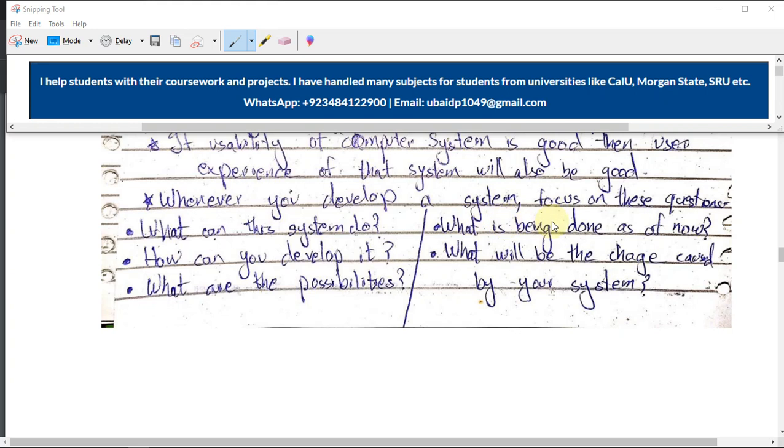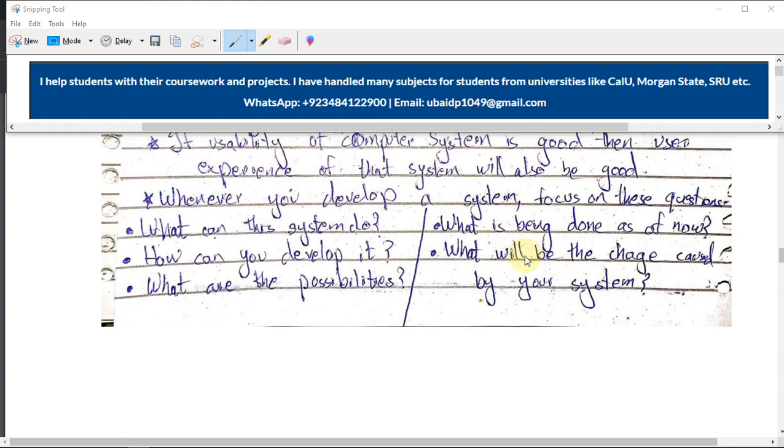And what is being done as of now? If there is any current solution for the problem you are developing software for, review that, because maybe you can get some ideas from there, right? And what will be the change caused by your system? What will be the difference between the solution being used now and your developed solution? What will be the change that will be caused by your system, right?